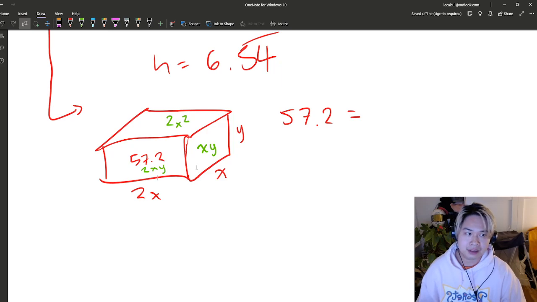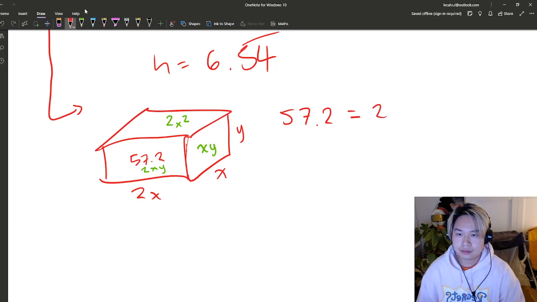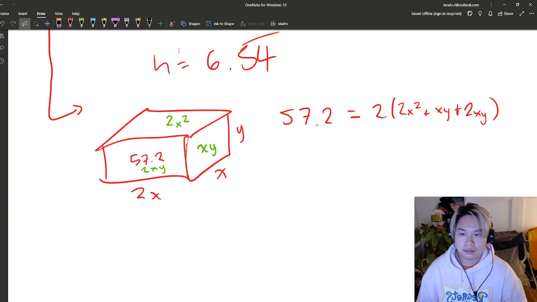Like this one's the top one, so there's one on the bottom. This one is in the front, there's one in the back, etc. So I guess we just do that. So 2 times (2x squared plus xy plus 2xy).